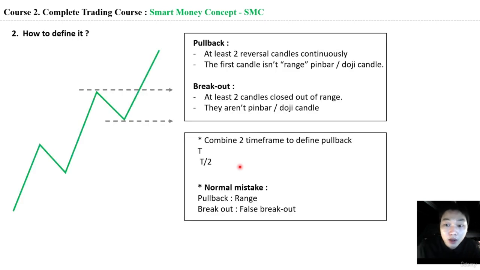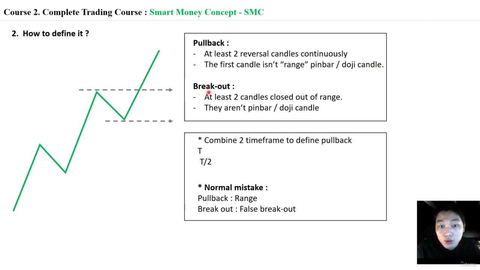So, in the next part, how to define it. For the pullback, you need to understand the following information. The first one, at least 2 reversal candles continuously. It means that in the pullback, you need at least 2 candles. For example, here is an up movement. Therefore, we need at least 2 down candles in this pullback. And the first candle is not a range pin bar. I will guide you on what a range pin bar is in the next example, and it is not a doji candle.